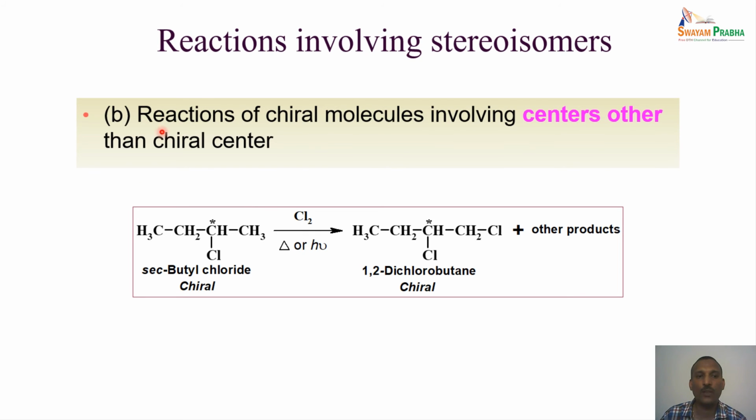Next we will look at another reaction: the reaction of a chiral molecule involving centers other than the chiral center. We will take the same example, secondary butyl chloride. We already know this is a chiral center, and it can undergo chlorination. This undergoes chlorination to give another product, 1,2-dichlorobutane, along with many other products.